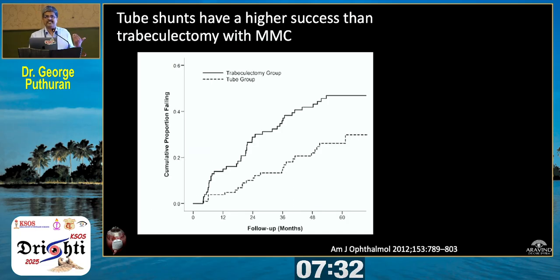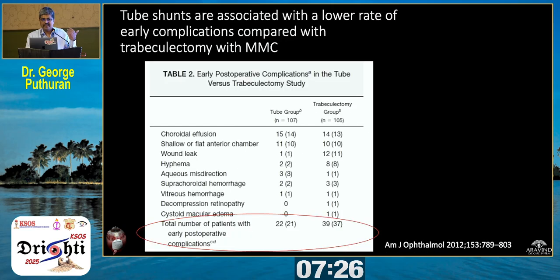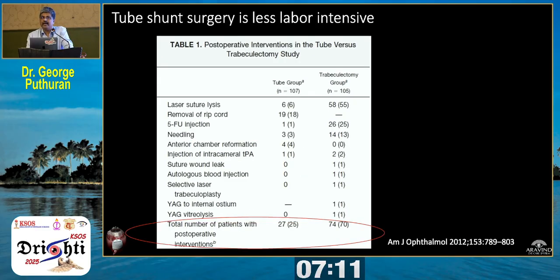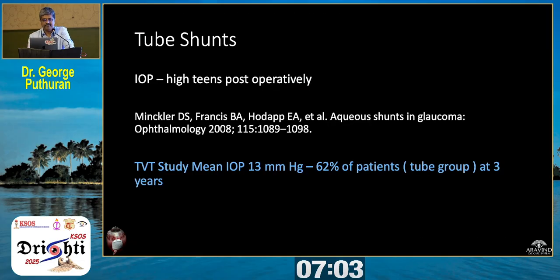There are a lot of things which came out of the TVT study. They said tube shunts have a higher success than trabeculectomy with mitomycin. They said tube shunts are associated with a lower rate of early complications compared with trabeculectomy with mitomycin. They said tube shunts have a lower resurgery rate when compared to trabeculectomy. I totally agree with this. Tube shunt surgery is less labor intensive. The shepherding required for a post-GDD patient is less than for a trabeculectomy.